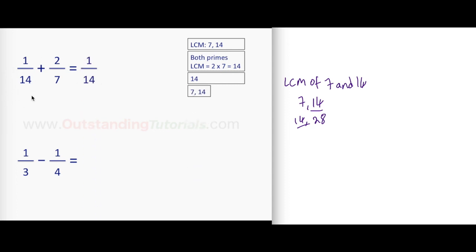That's already 14, so that does not change. That remains the same. Plus, to get from 7 to 14, I must times by 2. That means if I times this by 2 to make the denominator 14, I must do the same to the top. So the top must also be multiplied by 2. And this fraction changes and becomes 7 times 2, 14, and 2 times 2, 4. Now the denominators are the same. So when they're the same, in the answer they remain the same. So they remain 14, and 4 plus 1 is 5.